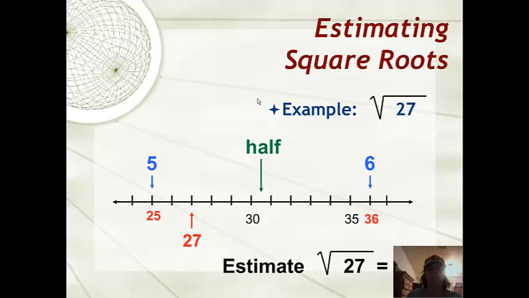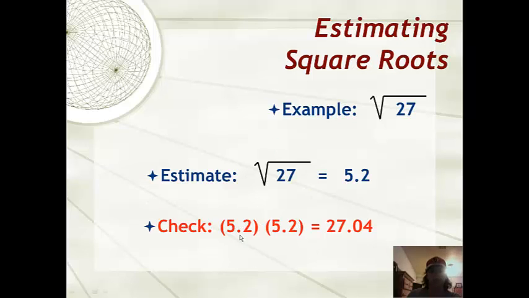Now let's check and see if it works. 5.2 times 5.2 equals 27.04. That is the closest that we will get to a perfect square. You will not get a perfect square for 27. And we only go to tenths, hundredths afterwards, because if we go further than that, it's too large of a number. But just for estimating the square root of 27, 5.2 times 5.2 equals 27.04, and that is close enough.